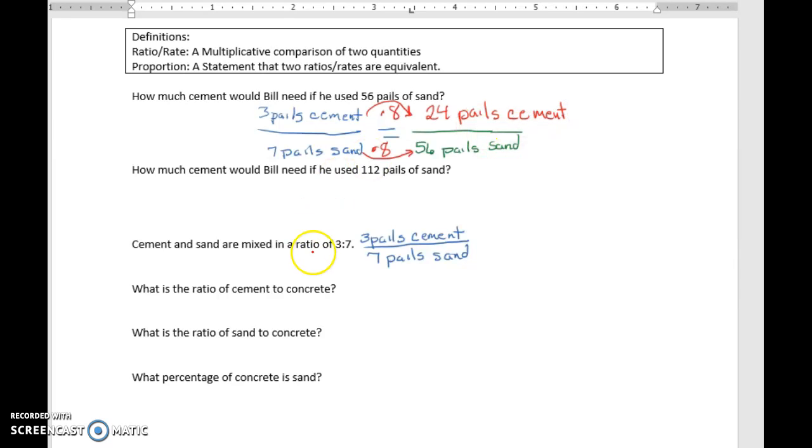So let's talk about this idea of a ratio. So a ratio is also the same thing as what we were talking about here in terms of our fraction or our rate. And so now just changing the wording, we have cement to sand ratio, so that would mean we have a 3 to 7, or 3 pails and 7 pails.